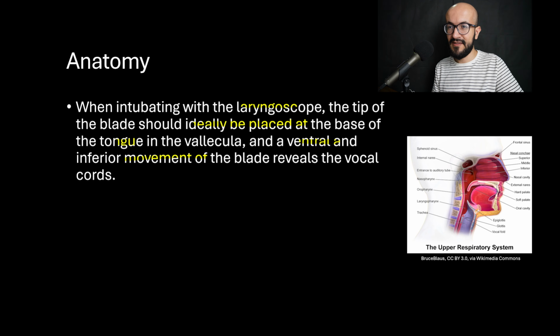So again, here's the vallecula. The tip of the laryngoscope blade should be placed in here, and that is referring to the Macintosh blade, because if we are using the Miller blade, it would sit over the epiglottis like that. But the Macintosh blade would sit in here, and then ventral and inferior movement would reveal the vocal cords here, and that is where the tube is inserted.